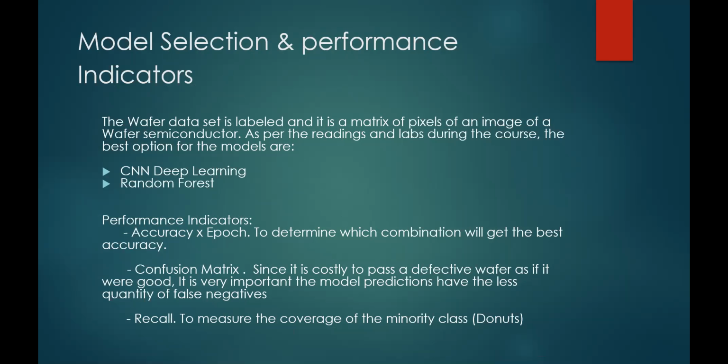It used the following performance indicators: accuracy versus epoch to determine which combination will get the best accuracy; the confusion matrix, since it is costly to pass a defective wafer as if it were good, so it's very important that the model predictions have the smallest quantity of false negatives; and recall to measure the coverage of the minority class, donuts.